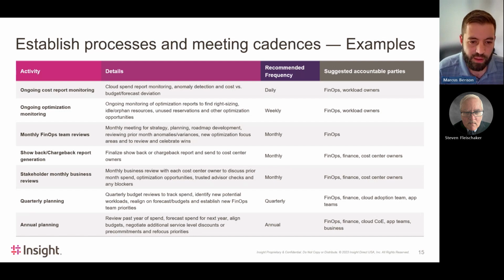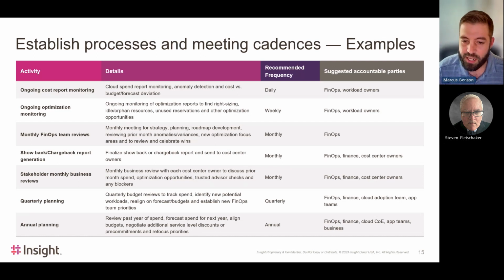And then, as the next step to that showback and chargeback report, you could start to schedule monthly business reviews with those cost center owners to discuss that prior month of spend, optimization efforts and opportunities, look at Trusted Advisor checks for additional optimization efforts, and work through any blockers that they may have.